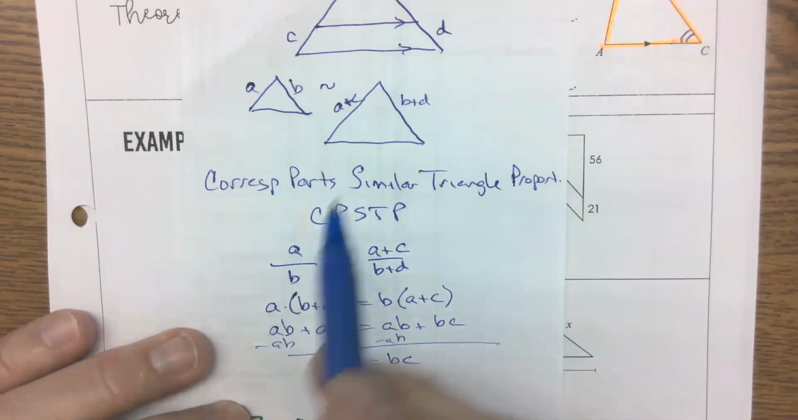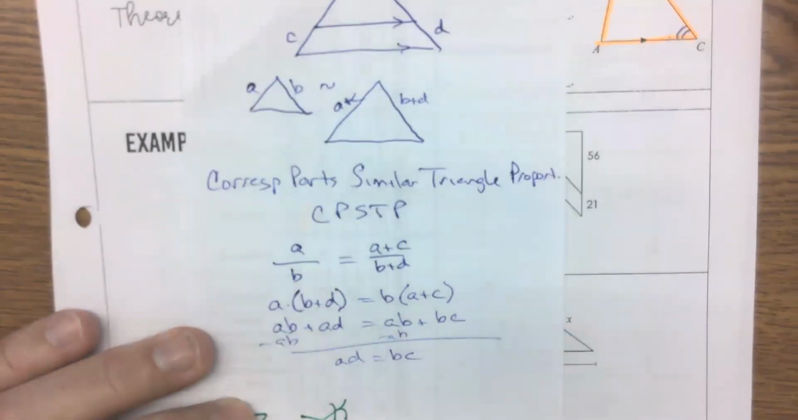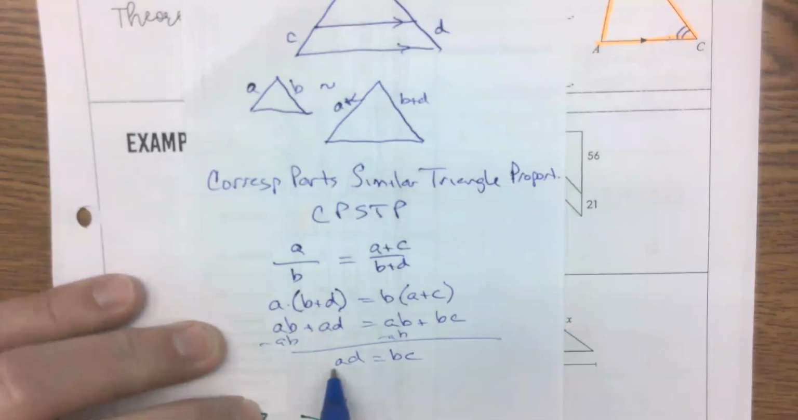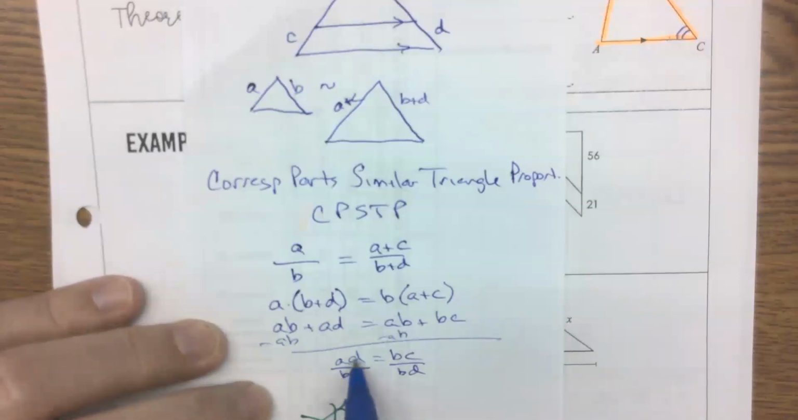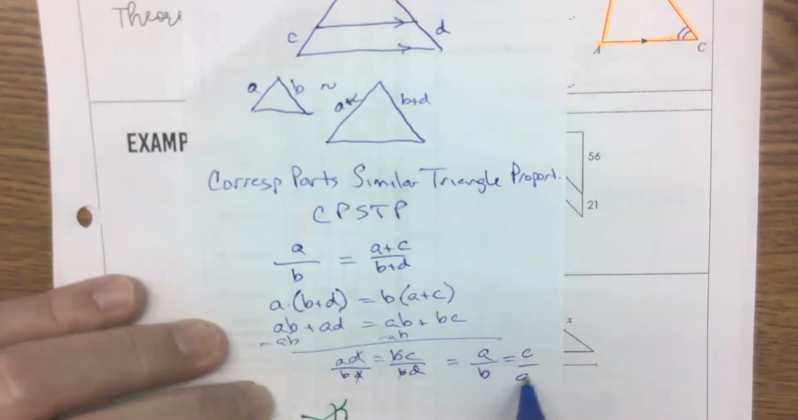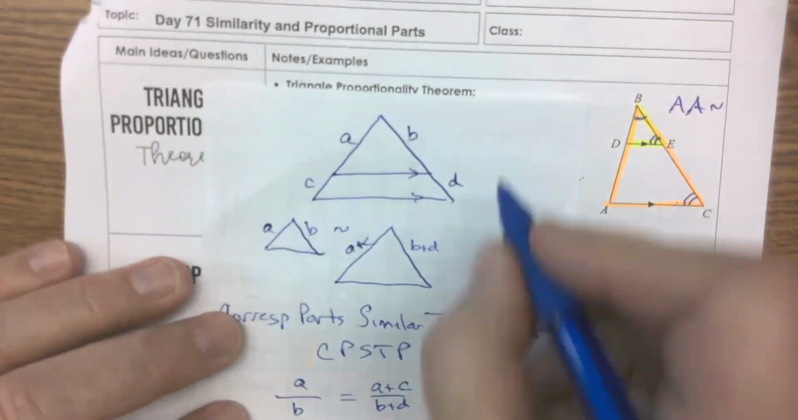Now, I'm interested in seeing the ratios of A and B. So what I'm going to do is divide both sides by BD. You might not think to do that. That's okay. On this side, my D's cancel. On this side, my B's cancel. And I'm left with A over B is equal to C over D. This is our rule.